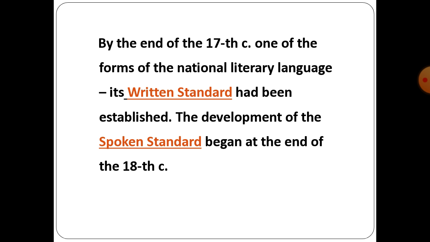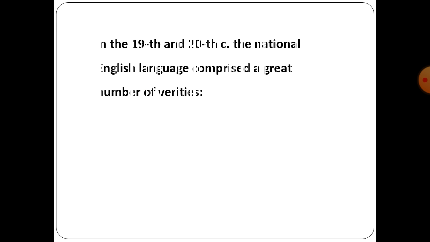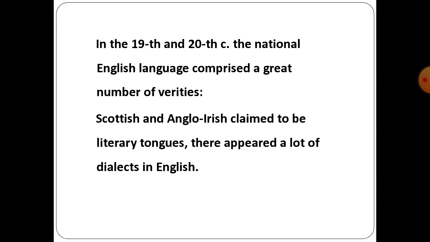By the end of the 17th century, one of the forms of the national literary language, its written standard, had been established. The development of the spoken standard began at the end of the 18th century. In the 19th and 20th centuries, the national English language comprised a great number of varieties. Scottish and Anglo-Irish claimed to be literary tongues. There appeared a lot of dialects in English.